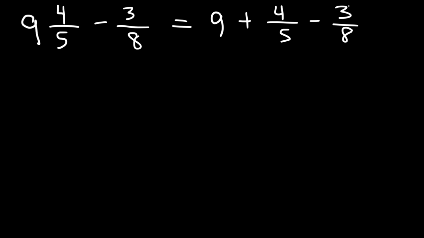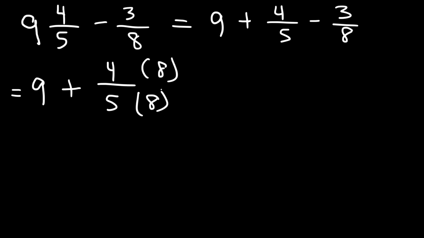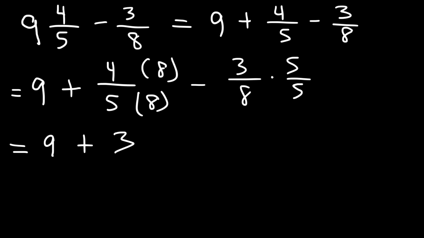So let's focus on getting common denominators for those two fractions. 5 times 8 is 40. So this fraction, 4 over 5, I'm going to multiply the top and bottom by 8, because that will give me a denominator of 40, which is what I want. And for the second fraction, I'm going to multiply it by 5 over 5, because it will give me the same common denominator of 40. 4 times 8 is 32. 5 times 8 is 40. 3 times 5 is 15.